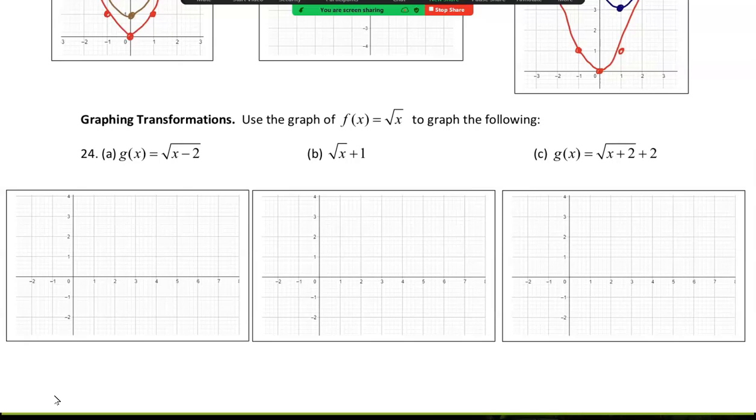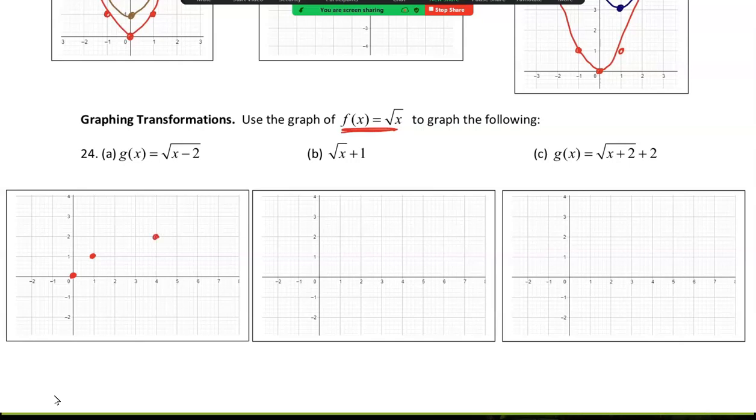Okay, here is our parent function. I'm going to do it in red. 0 for x gives me 0 for y. Pick perfect squares. The square root of 1 is 1. The square root of 4 is 2.